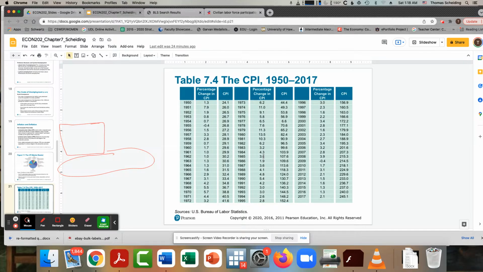There are times where you see the number being quite high, 11%, 13%. Some of the older students in this class, some of you will remember it being that high. And you get rare instances where it's actually negative. That's actually not a good thing. You don't want prices going down. There's a variety of reasons why you don't want that, but it's generally pretty destructive to an economy to have prices decreasing.